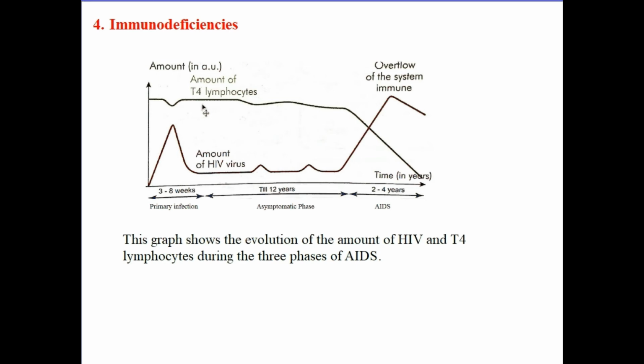But as long as the amount of T4 lymphocytes is high, that of the virus is low. And when the amount of T4 lymphocytes decreases, that of the virus increases and the AIDS phase is declared. So we can say that the amount of HIV virus depends on the amount of T4 lymphocytes.